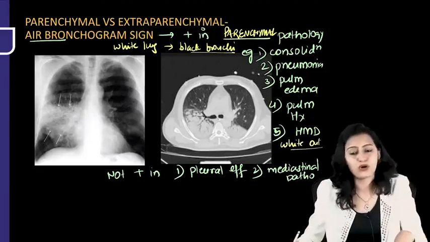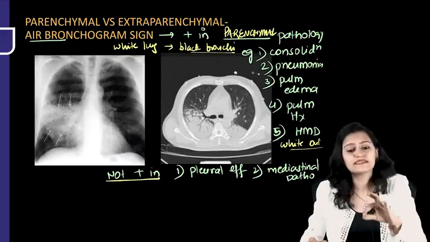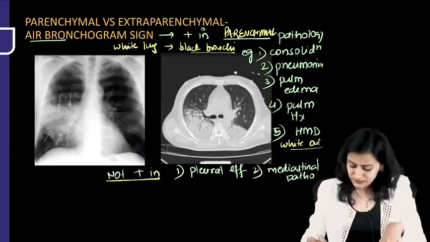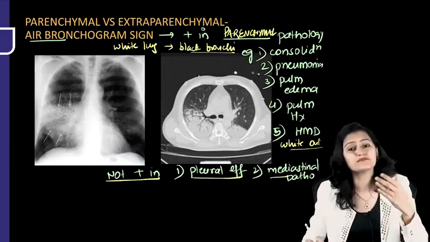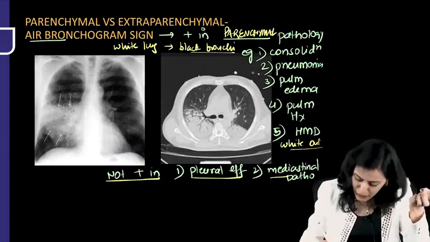So it gives air bronchogram sign. Remember that this will not be seen, one of the recent NEET PG questions: air bronchogram will not be seen in pleural effusion or mediastinal mass because they are outside the parenchyma. How do you identify the air bronchogram?